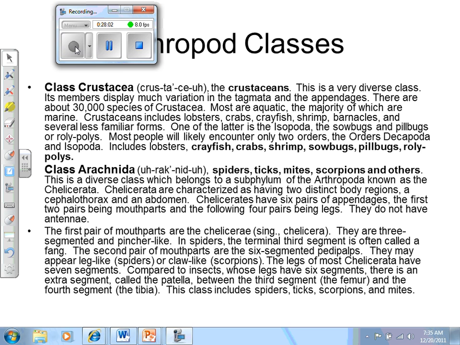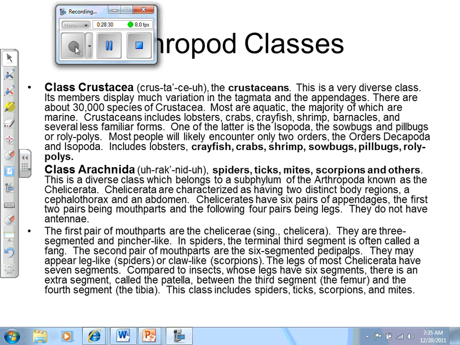Okay, so in phylum Arthropoda, let's look at the classes just a little bit. First class, Crustacea, what we call the crustaceans. These are things like our lobsters, our crawdads, crayfish, crabs, shrimp, even pill bugs. Remember the roly-polies, they're in this group too. Pretty diverse group. The main thing you should know about these guys is how they breathe.